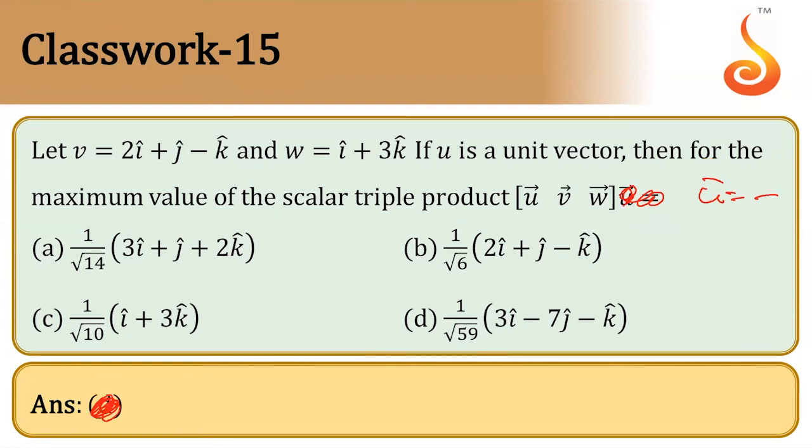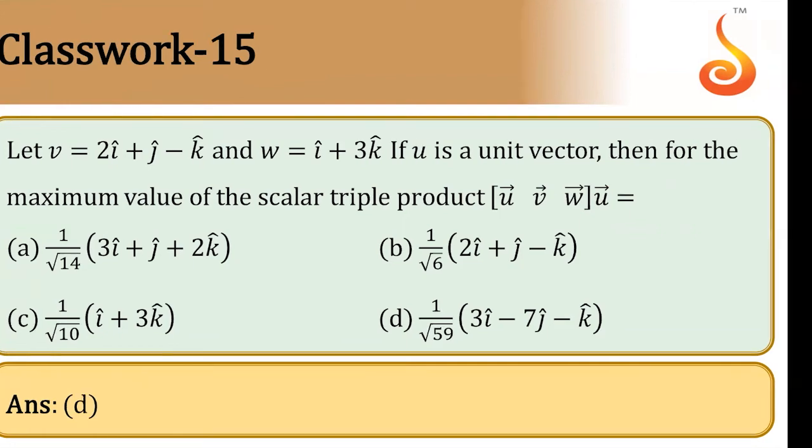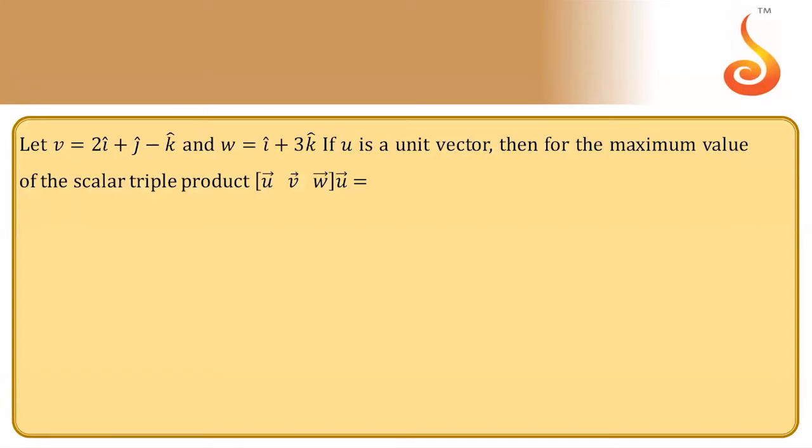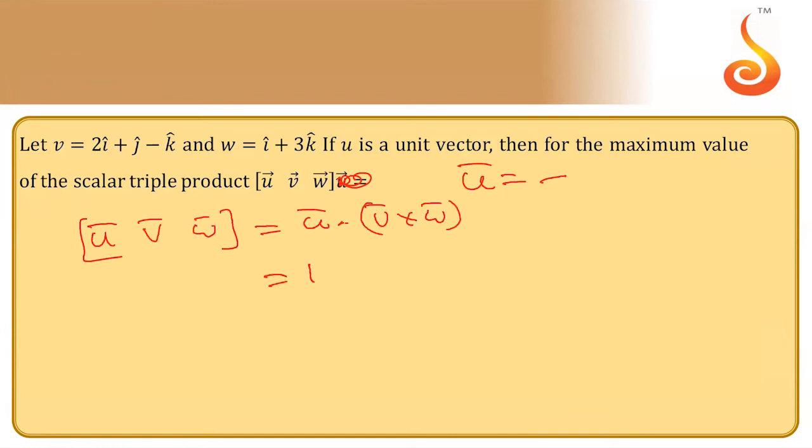So U is a unit vector. Then the maximum value of the scalar product of this one. Okay, this question we already did in the class also. Does anyone remember? This is also a very good question. They're asking for the U bar value. The question is a little bit wrong. So the box product of U, V, W is nothing but U dot V cross W. It is nothing but modulus U, modulus V cross W, and cos theta, where theta is the angle between these two vectors.